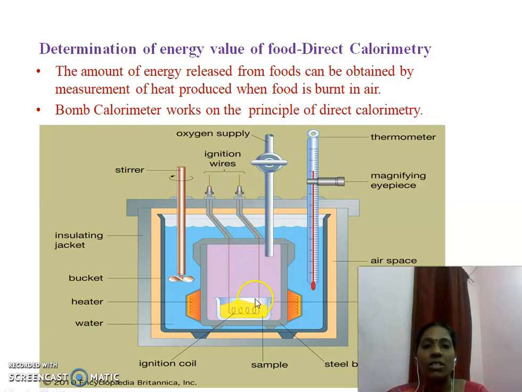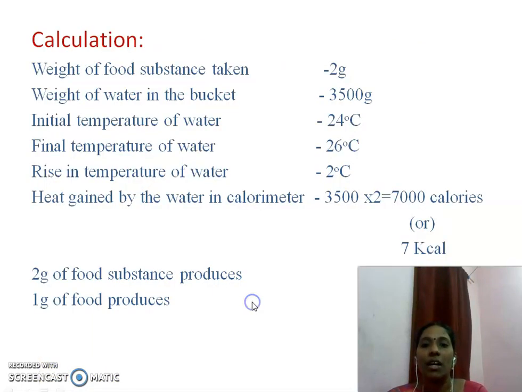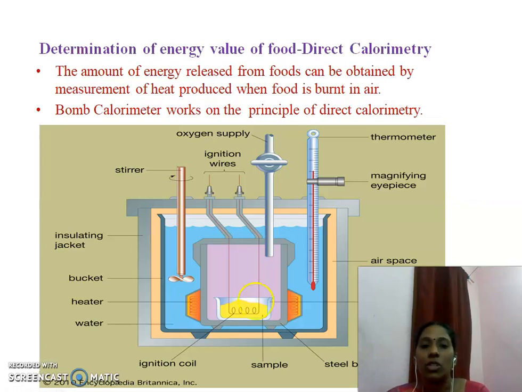So with the help of the oxygen, the food which is present inside the crucible starts burning. When it starts burning, heat will be produced by the food. The heat produced by the food will be absorbed by the water which is present in the bucket. So here we can see the temperature of the water will definitely increase because of the absorption of the heat from the food sample.